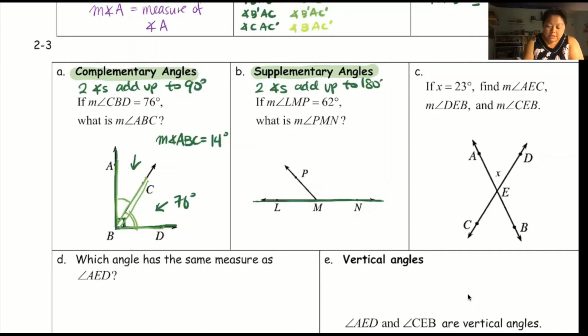So now we know parts of it. If measure of angle LMP, so LMP is right here, if that's 62 degrees, what is the measure of angle PMN? So what is this one? So what plus 62 must equal 180? Or in other words, what's 180 minus 62? So measure of angle PMN must equal 118 degrees, as that adds up to 180.